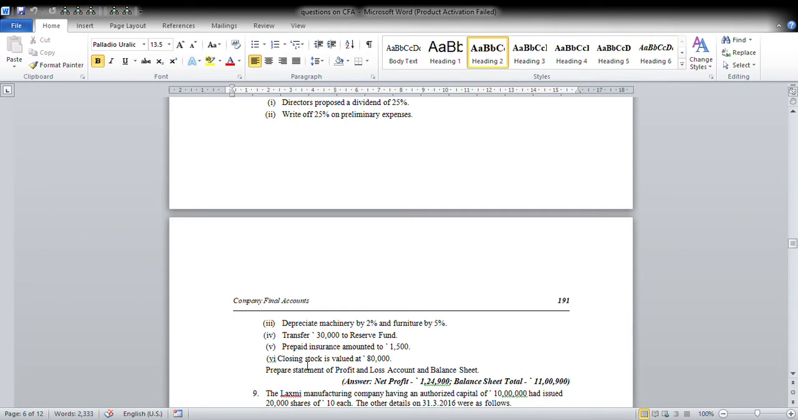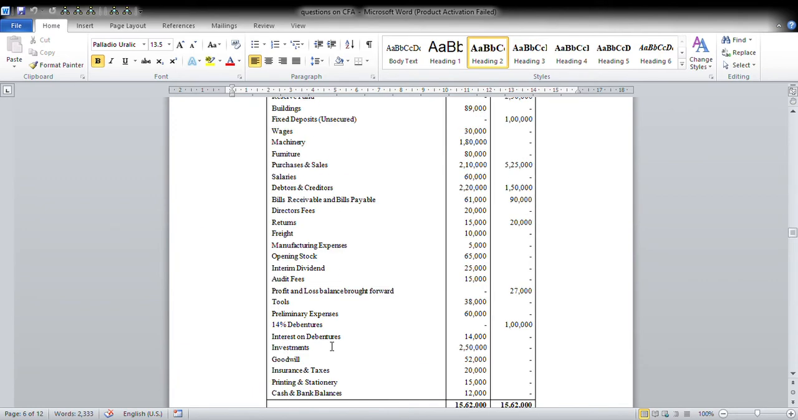Then we have prepaid insurance. Prepaid insurance will be deducted from the insurance first in the profit and loss account, and then show this prepaid insurance again on the assets side, either under short term advances, or you can also show it under other current assets. Then finally we have the closing stock, and the closing stock here is 80,000.